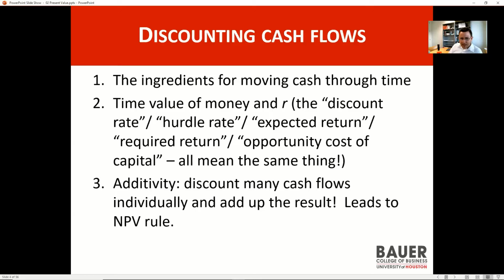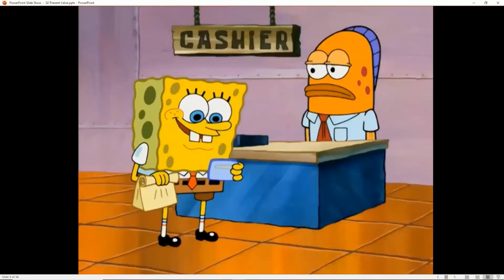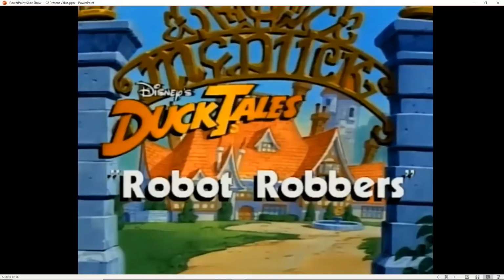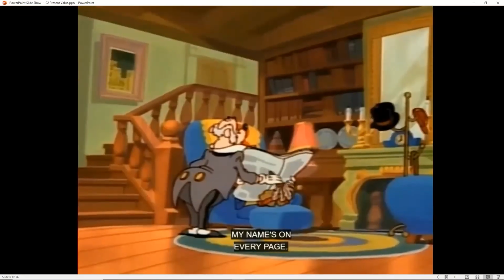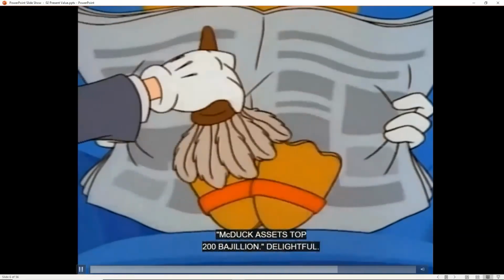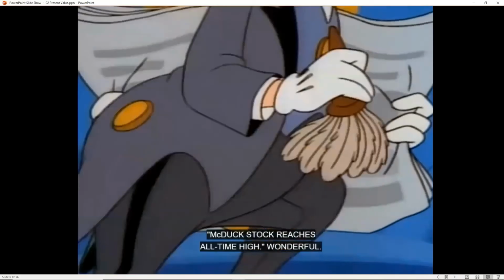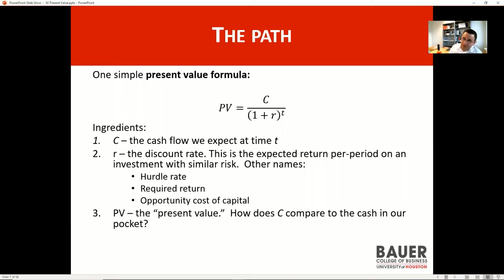Okay, so this is the beginning of corporate finance. You may feel a little bit like this. I'll never understand the workings of high finance. The goal for this class is to get you to feel a little bit more like this. I just love looking through the business section. My name's on every page. McDuck assets top 200 bajillion. Delightful. McDuck stock reaches all-time high. Wonderful. Okay, so how do we move from SpongeBob to Scrooge McDuck, right?